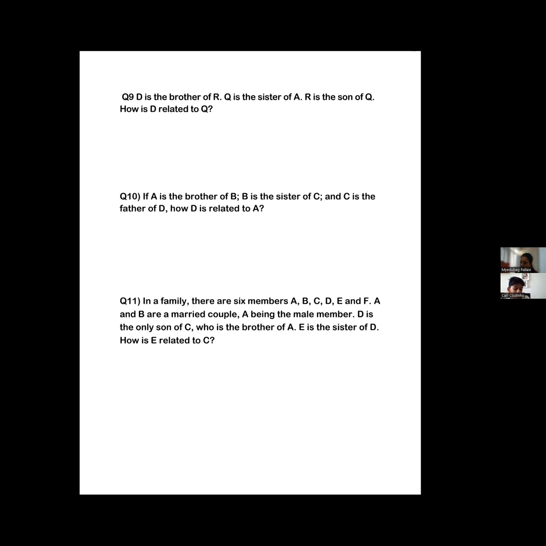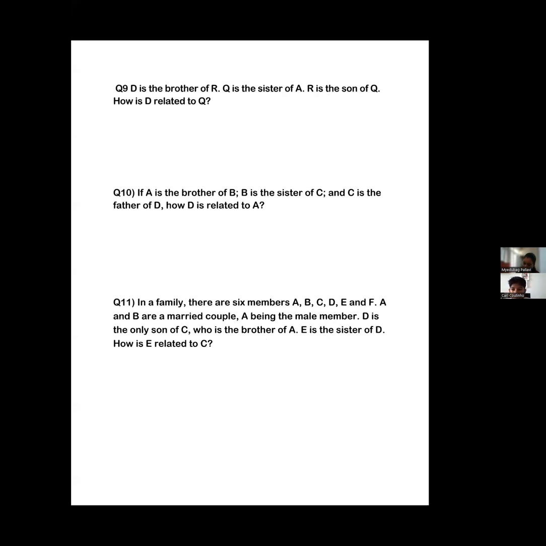D is the son of Q. Yes, that's correct. Let me draw it quickly. D is the brother of R. We'll draw like this. Then Q is the sister of A. So still we cannot draw it. R is the son of Q.